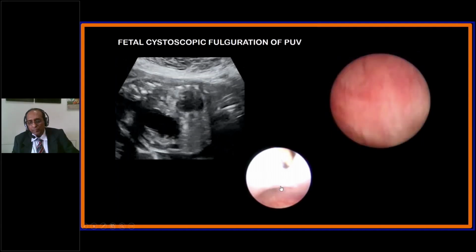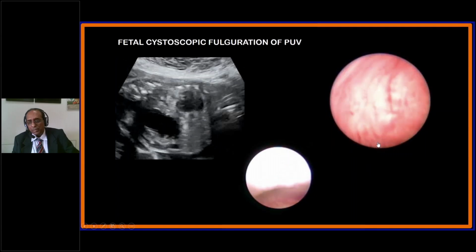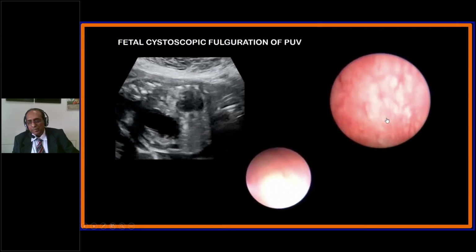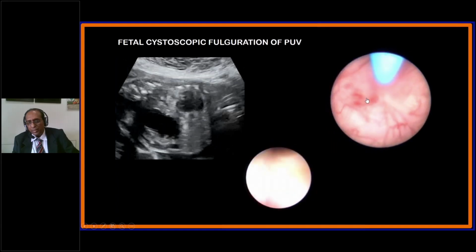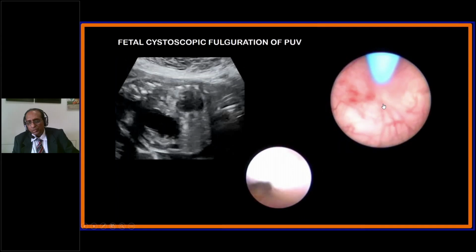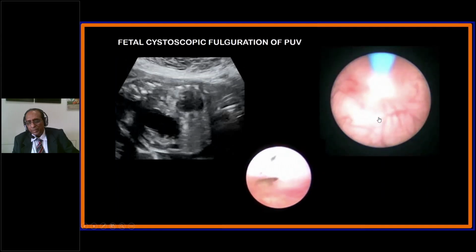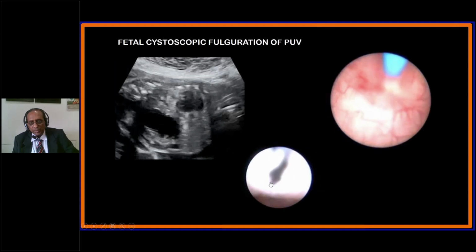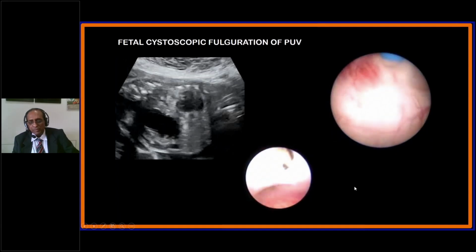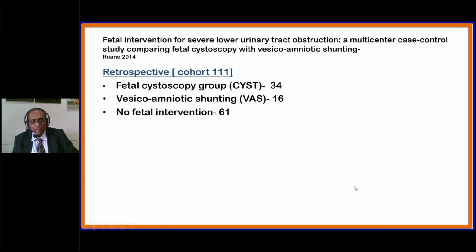Multiple small holes are made in the valve so that we will be able to facilitate the passage more smoothly. That's a laser fiber which is coming through, and a small 10 watt or 5 watt laser is more than enough to puncture. Multiple punctures are made, and this was the baby after birth where the punctures are seen and the cystoscopic fulguration was done postnatally.